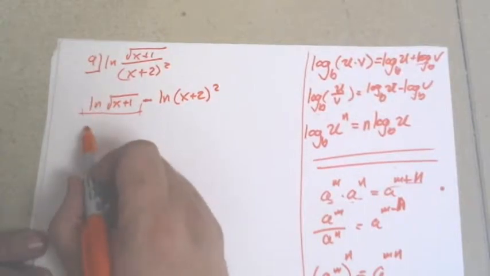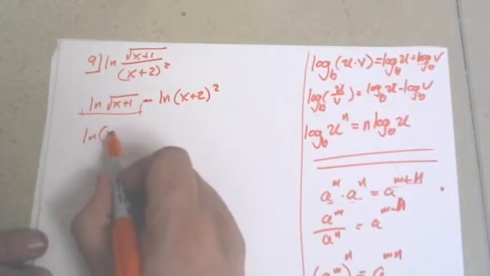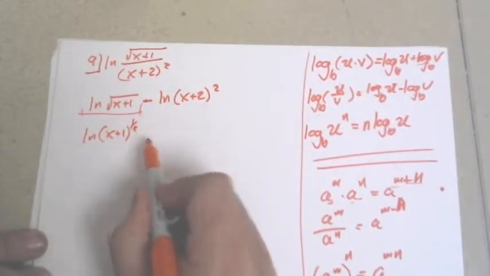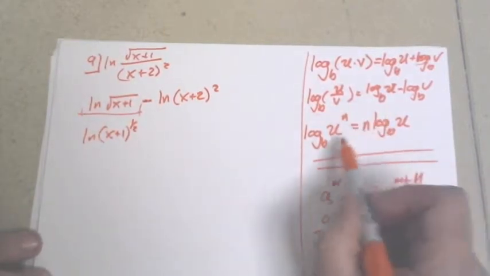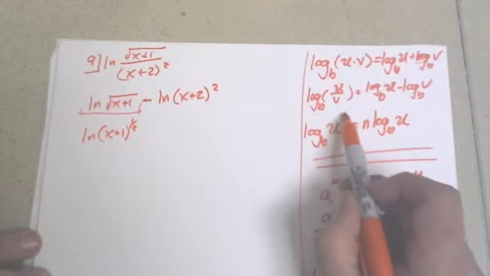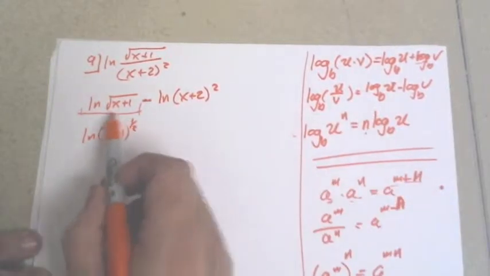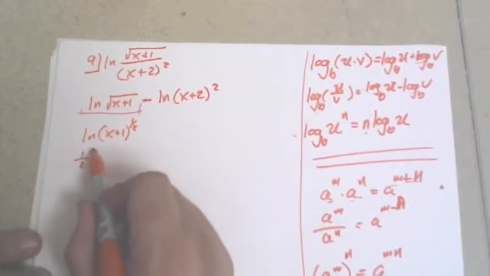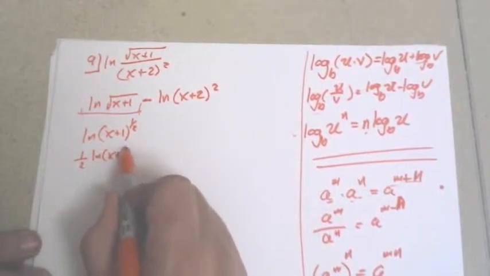This first one is the natural log of x plus 1 to the 1/2. Remember, radicals are 1/2 power. And we have a tool that says if you're taking the log of something raised to a power, that power can come down as a multiple. So that 1/2 is going to come down: 1/2 natural log of x plus 1.